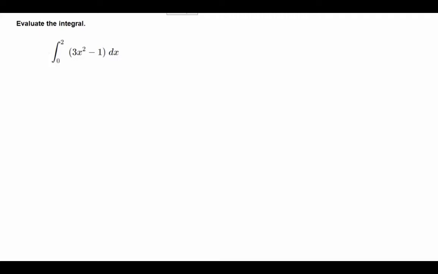Evaluate the integral, the definite integral from 0 to 2 of 3x squared minus 1. So we want to find the antiderivative, any antiderivative of this function, then evaluate at upper limit 2 minus lower limit 0. So 3x squared, we can use the power rule.